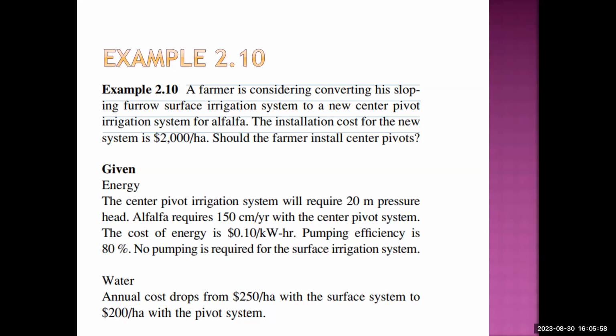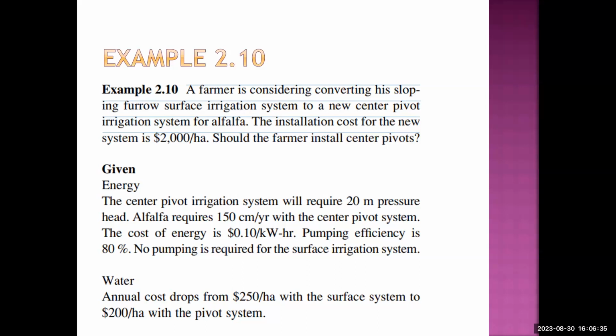So a farmer is considering converting his sloping furrow surface irrigation system to a new center pivot irrigation system for alfalfa. The installation cost for the new system is $2,000 per hectare should the farmer install center pivots. For energy, the center pivot irrigation system will require 20 meters pressure head. Alfalfa requires 150 centimeters per year. That's depth, 1.5 meters, with a center pivot system.